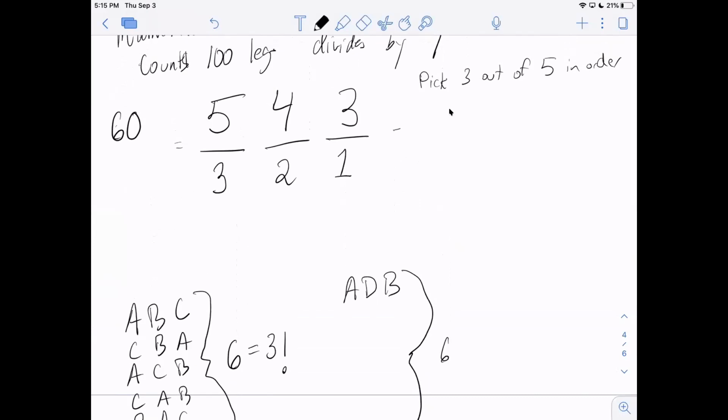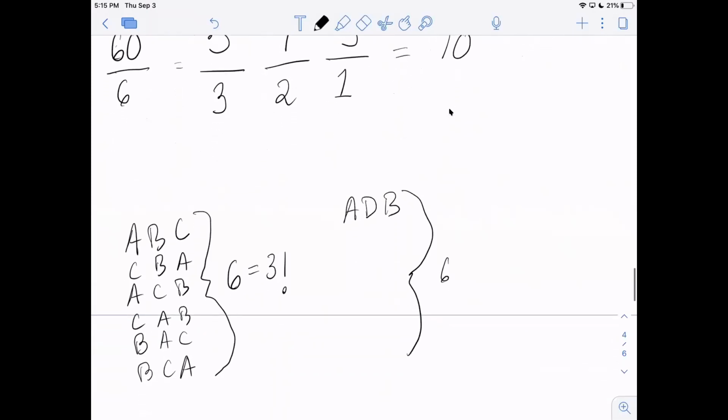And if you look at what you get here, this is just 60 divided by 6, and it comes out to 10. So spend a little time thinking about how this works and how it's really exactly connected to that joke with the sheep.